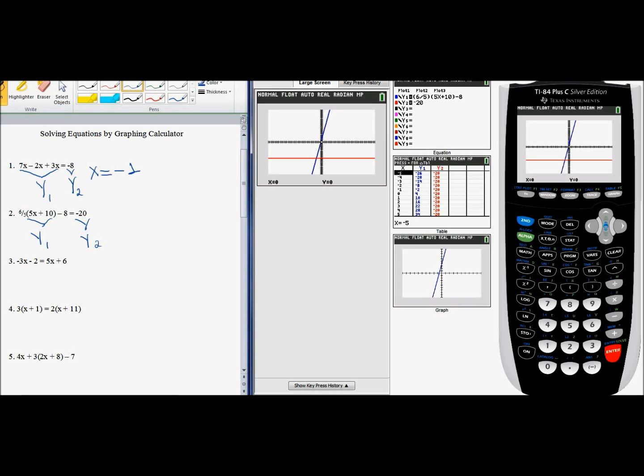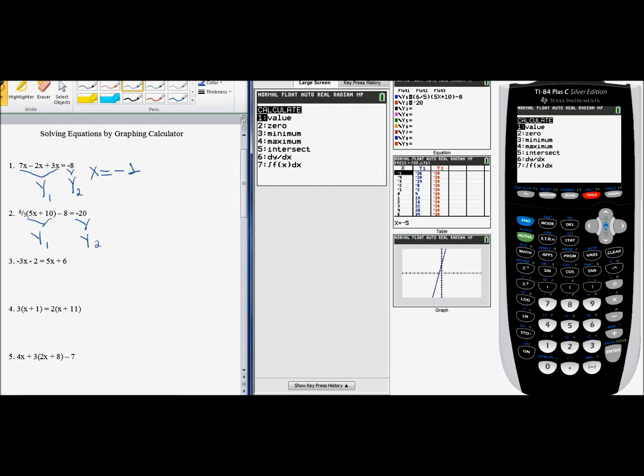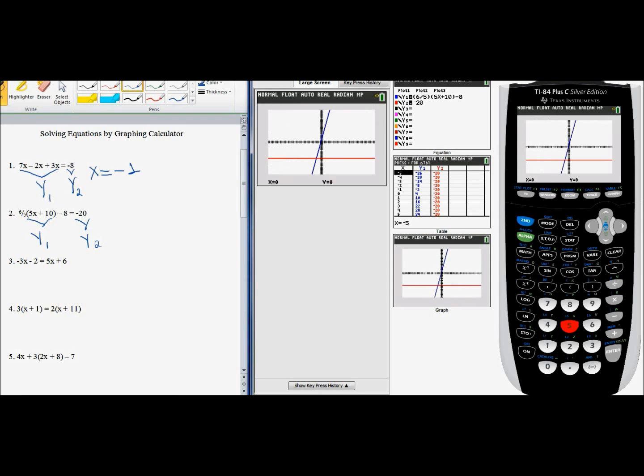So once again, I hit second, trace. I want the intersection. That's number 5. And it asks me the 3 questions, so I'll hit enter 3 times. Okay, it says that the intersection is -4 and -20, and I'm looking for the x value. So my solution here is x is equal to -4.